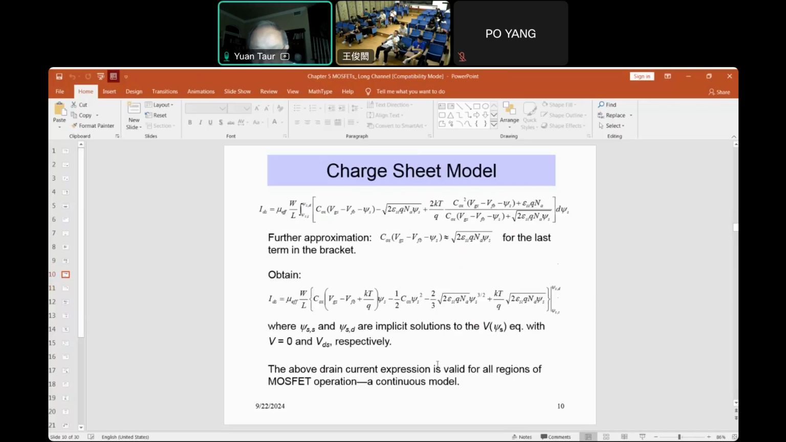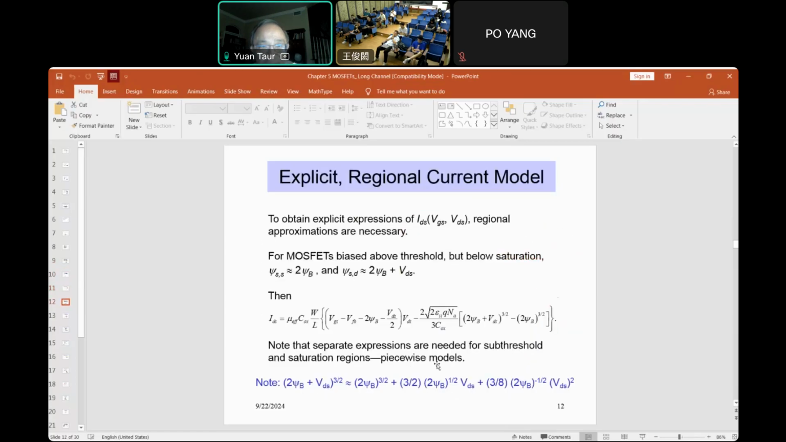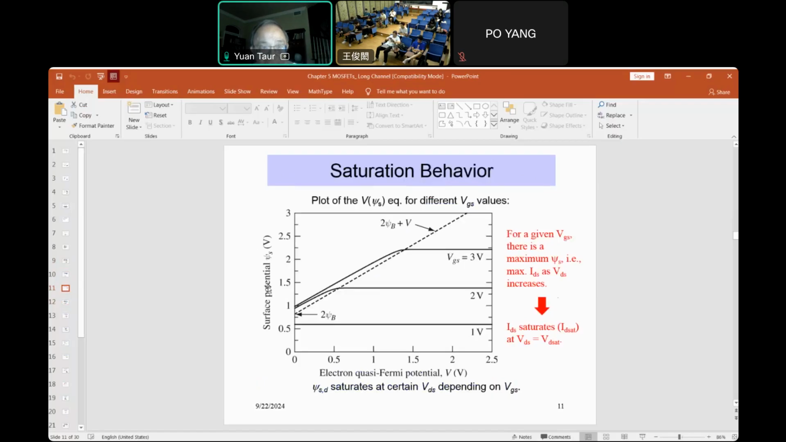Now, after that, we have to have a so-called regional current model. That's to obtain an explicit expression of IDS as a function of VGS and VDS, gate voltage and drain voltage. And that approximation is psi SS equal to 2 psi B and psi SD equal to 2 psi B plus VDS, which is exactly this dashed line.